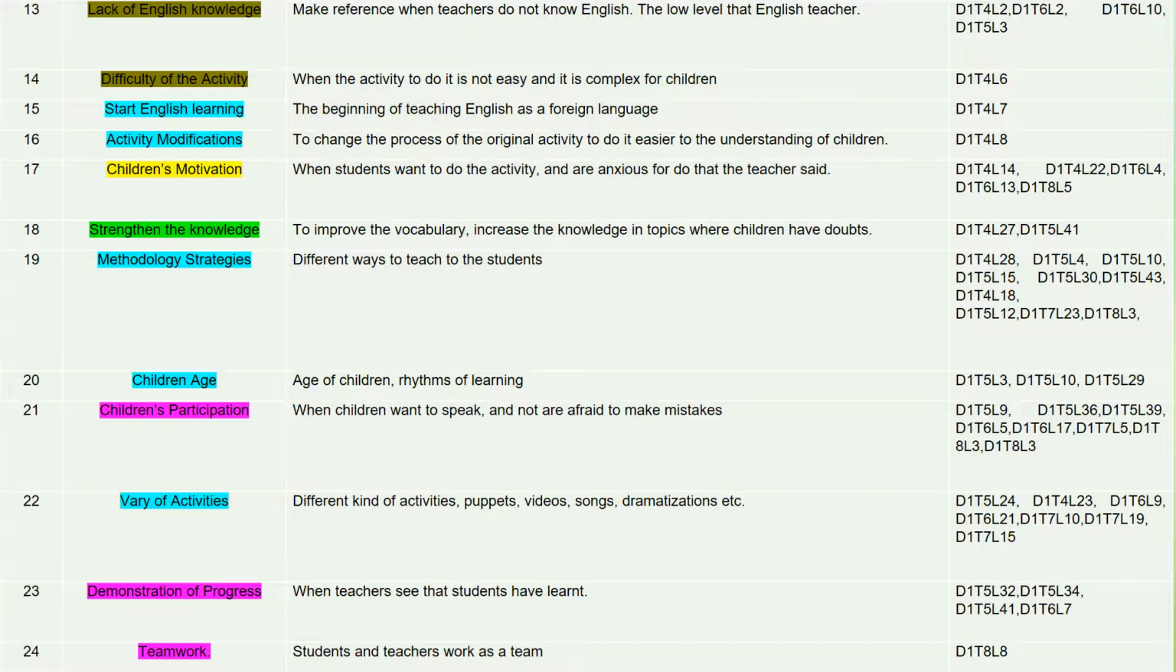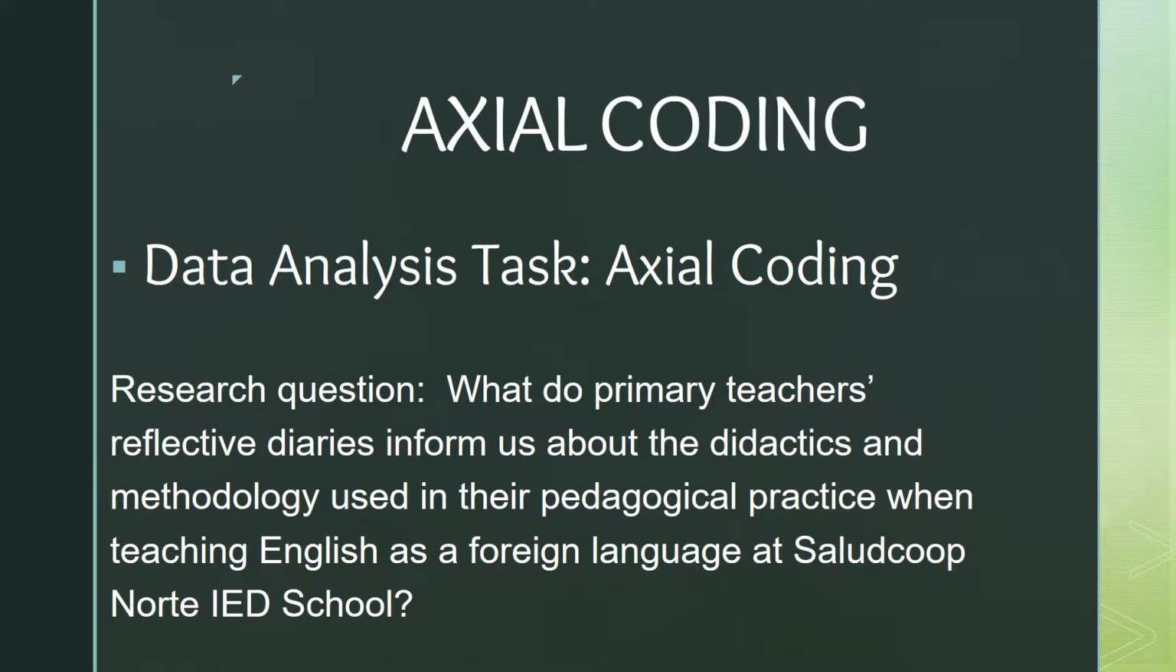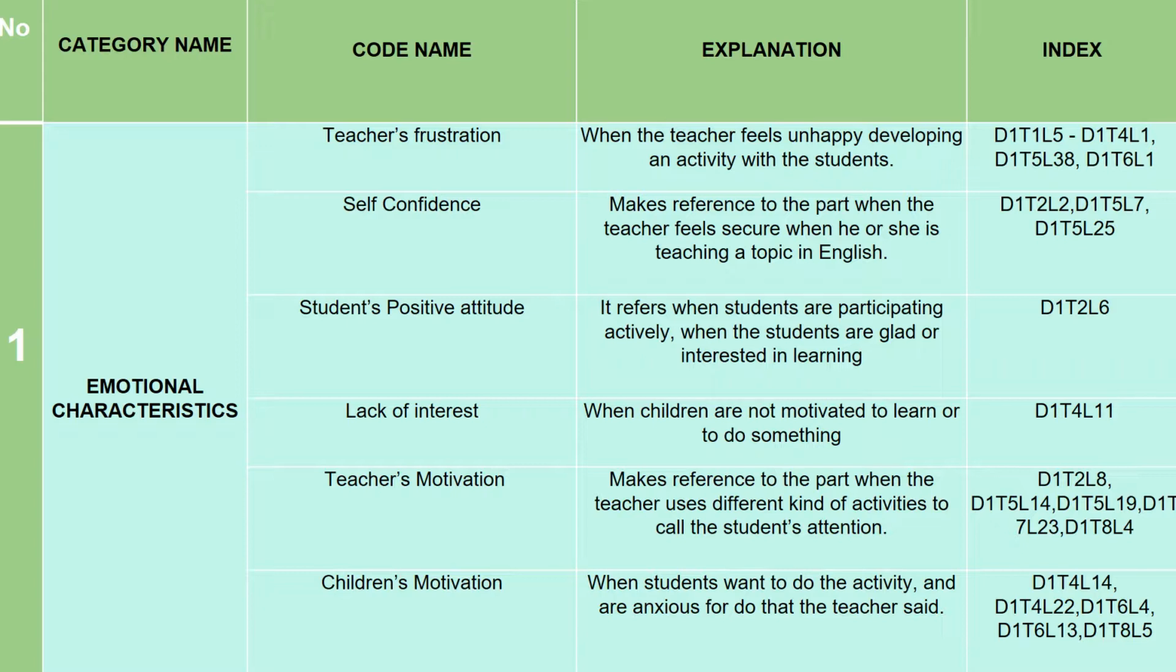And now Natalia is going to explain axial coding. Axial coding. That analysis step, axial coding. Research question: What do teachers' reflective diaries inform us about the didactics and methodology used in their pedagogical practice when teaching English as a foreign language at Norte IED school? In the axial coding, we divide the categories taking into account the analysis in the diaries and the open coding.